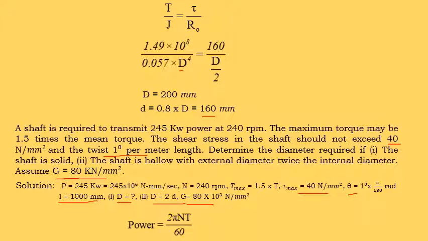P is equals to 2 pi NT by 60. In this equation, first I am going to find the T value by substituting. P is given and here speed is given in terms of RPM. So substitute P and N value and then find the T value. So T becomes, T is equals to 9.74 into 10 to the power of 6 Newton millimeter.